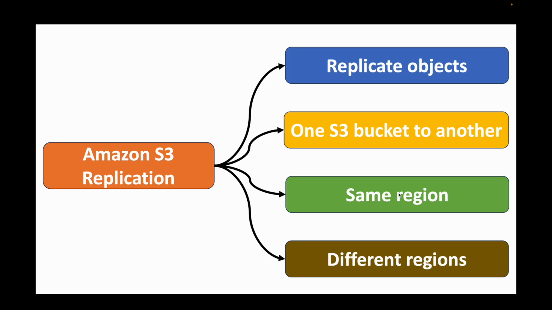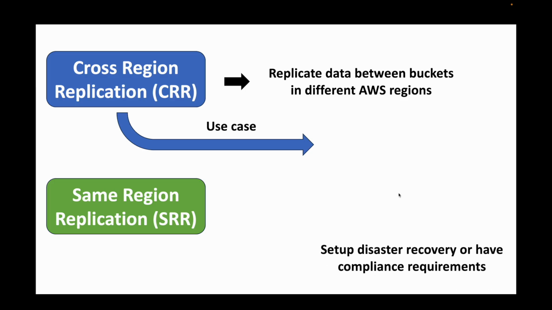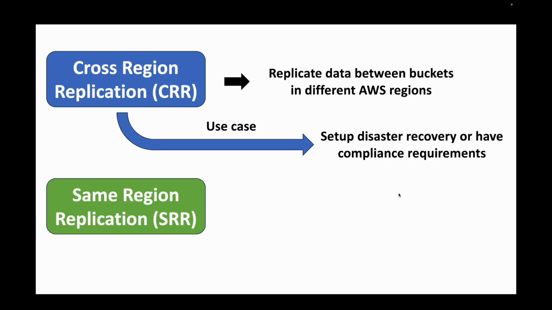Now, when we talk about S3 replication, it provides us with two types of replication. We have the cross-region replication and we have the same-region replication. Now, the cross-region replication can be used when you want to replicate the data between buckets which are in different AWS regions. Like you have one bucket in Mumbai region and you have another bucket in North Virginia region. Then you can go with the cross-region replication. And the use case for this would be if you want to set up disaster recovery or you have any compliance requirements.